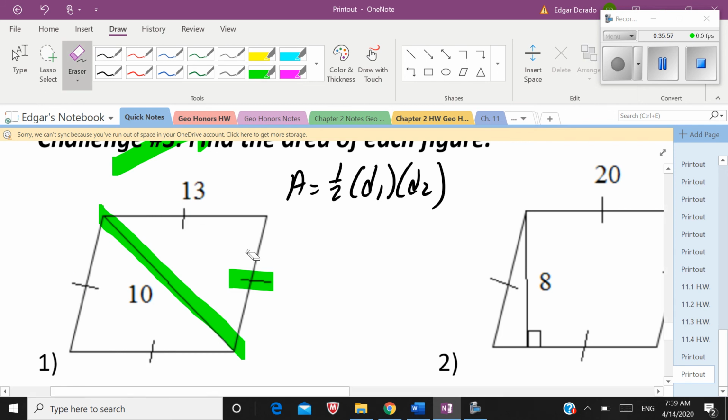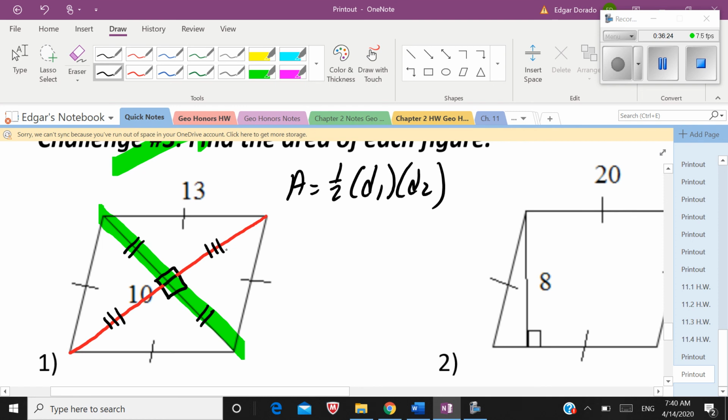Here's the problem though, guys. I don't have diagonal number 2. Okay? I can draw a diagonal here though. Now, this is a rhombus. What does that mean? That means diagonals are still perpendicular to each other. And in a rhombus, the diagonals bisect each other. So this is congruent to that. This is congruent to this.